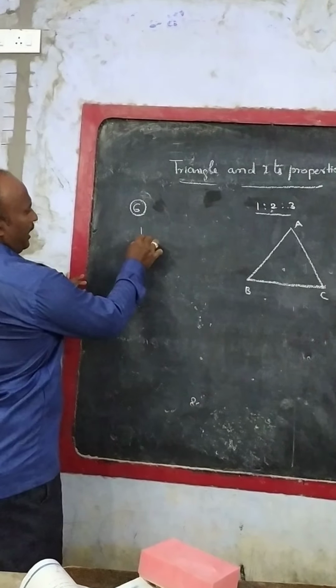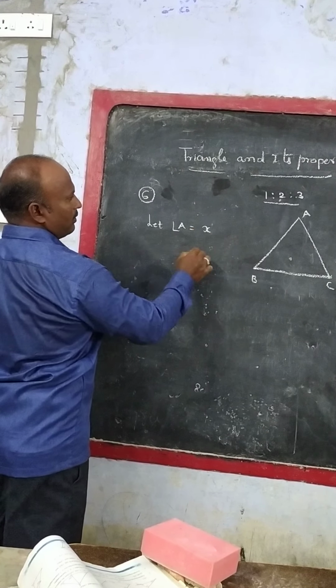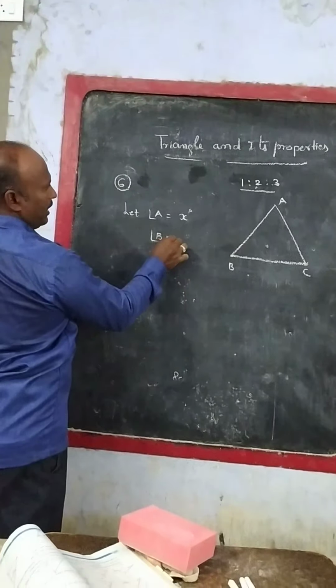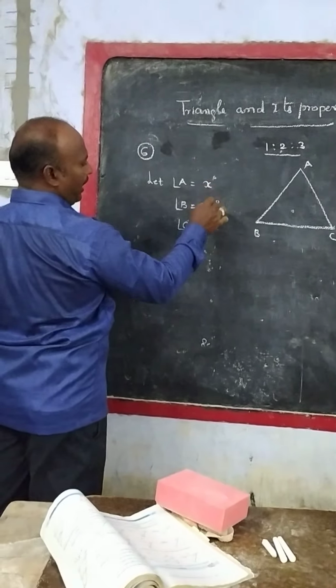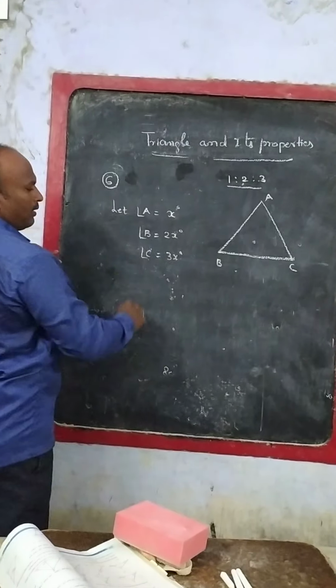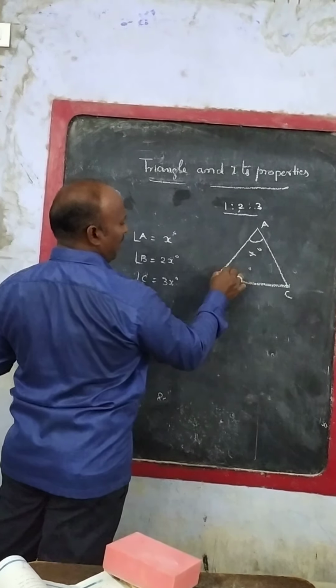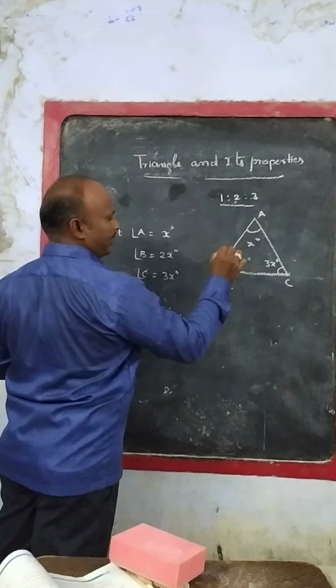Suppose we take the variable x. Let angle A be equal to 1 times x, x degrees. Angle B is equal to 2 times x, 2x degrees. Angle C is equal to 3 times x, 3x degrees. So angle A is x degrees, angle B is 2x degrees, angle C is 3x degrees.